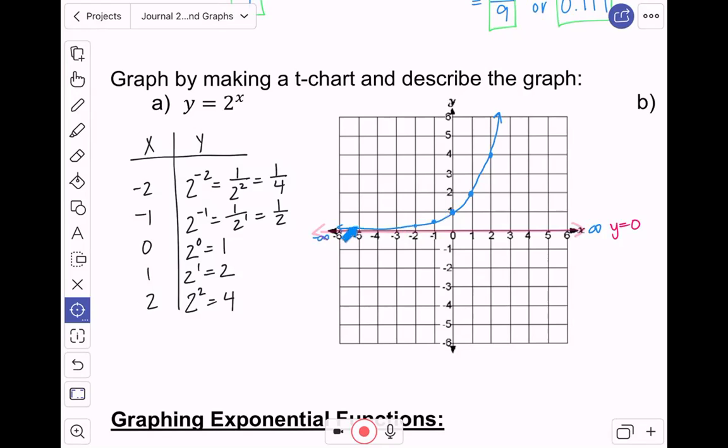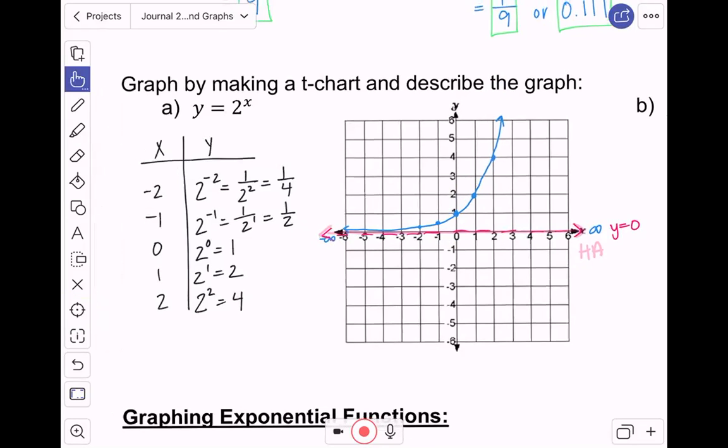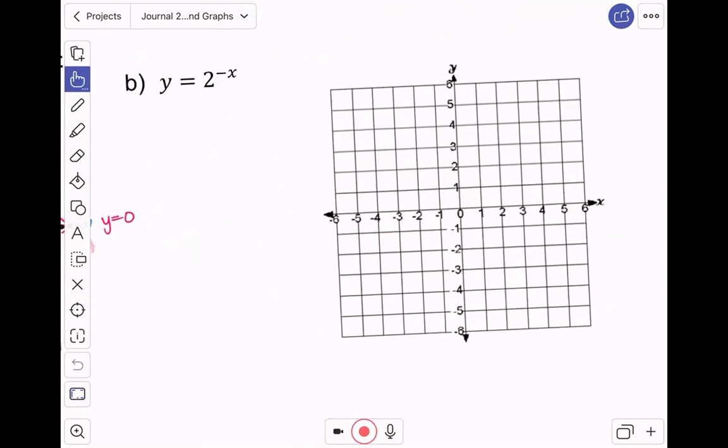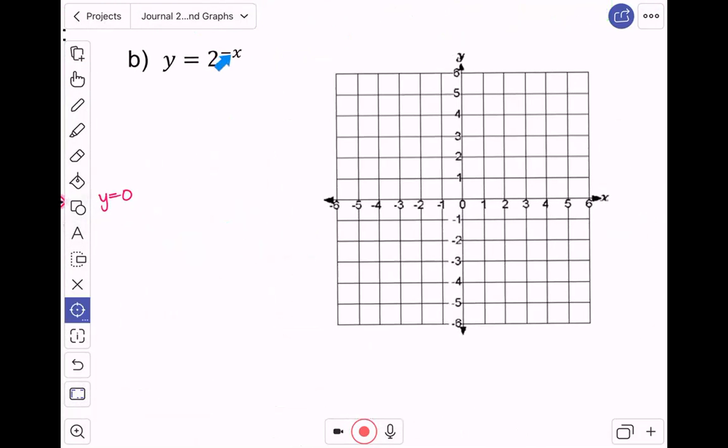So it's going to get really, really close, but not quite touch it, and that's what we call a horizontal asymptote. So horizontal asymptote, or HA, is an imaginary horizontal line where the line gets really, really close but doesn't quite touch it. So usually I like to use a dashed line to represent this, or a highlighter to represent the horizontal line. And so this side is going to start growing upwards. This side's going to get really, really close to y equals 0, but not quite touch it. Let's see what happens when the exponent is a negative x.